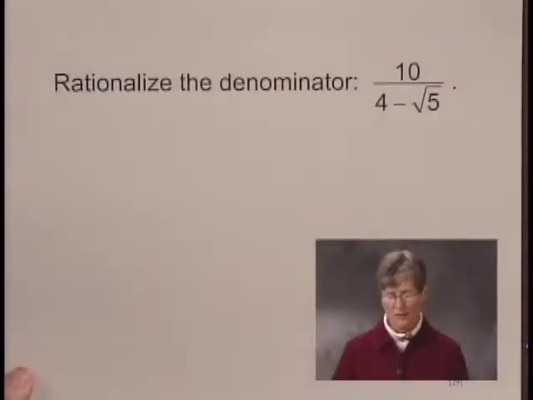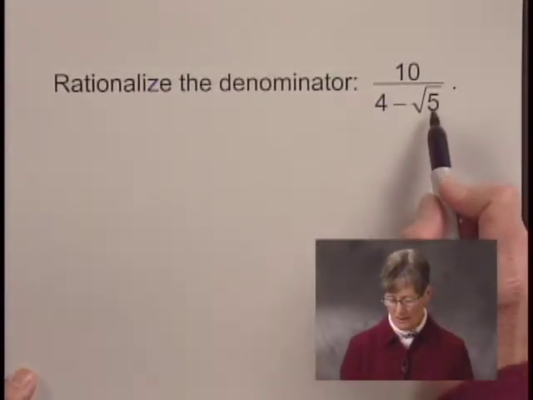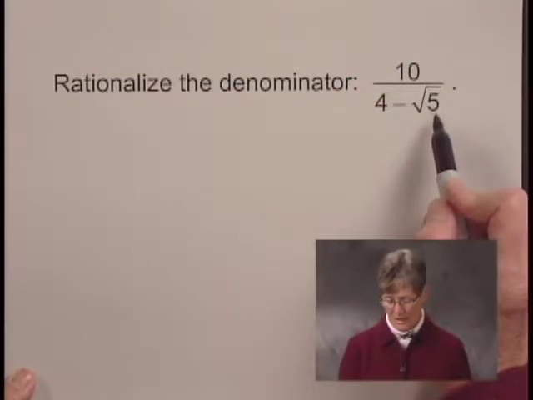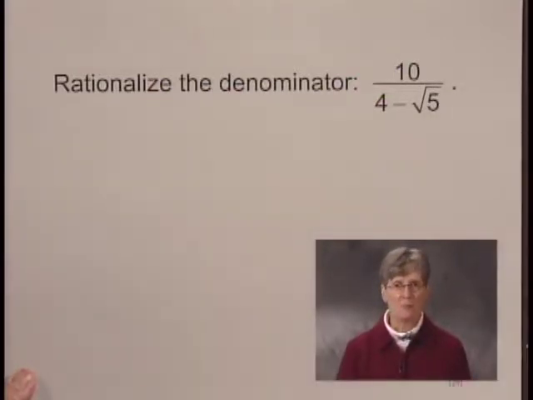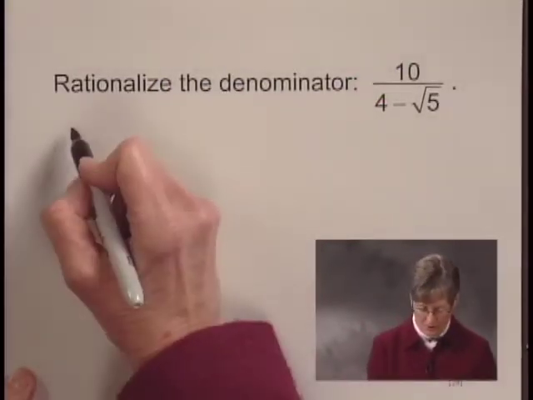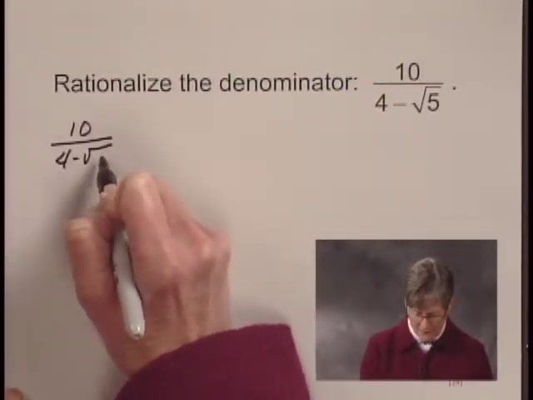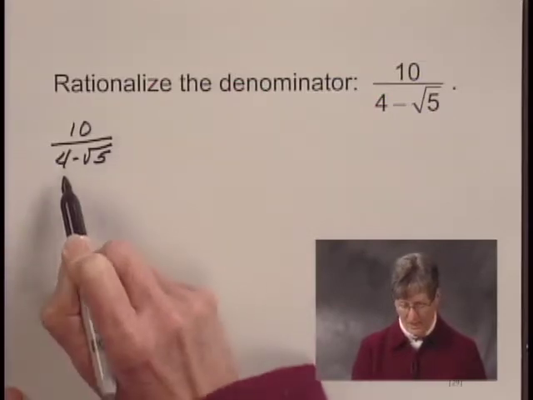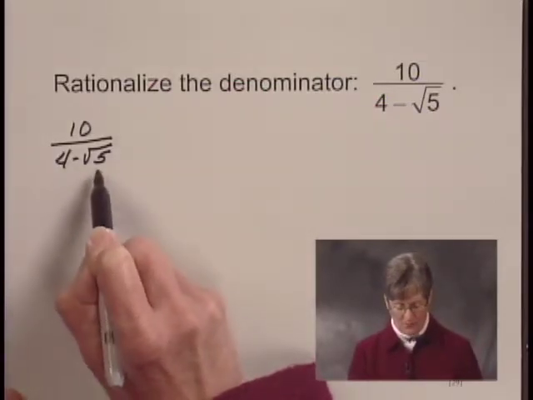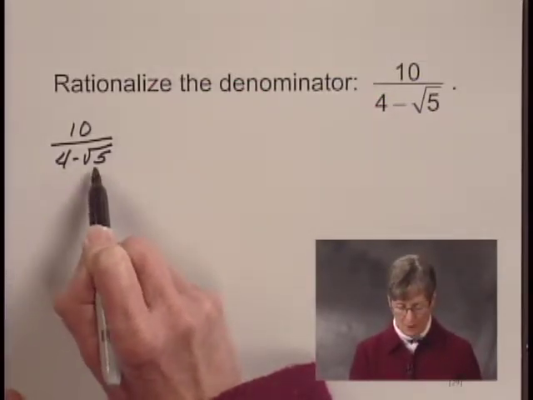We'll rationalize the denominator of the expression 10 over 4 minus the square root of 5. Now what we want to do is to multiply this expression by 1 in a form that eliminates the radical in the denominator. So let's just start by writing the expression again, 10 over 4 minus the square root of 5.